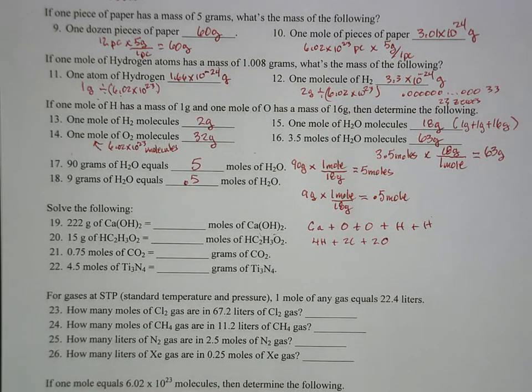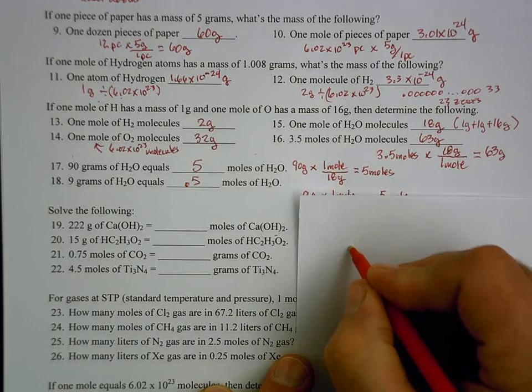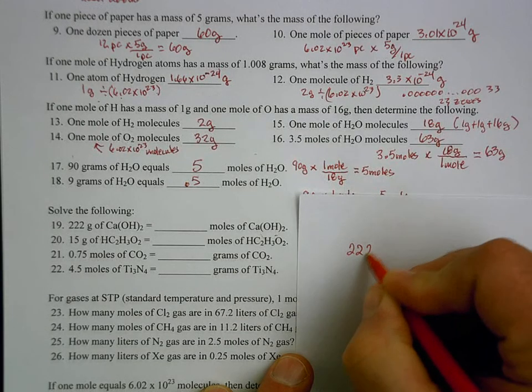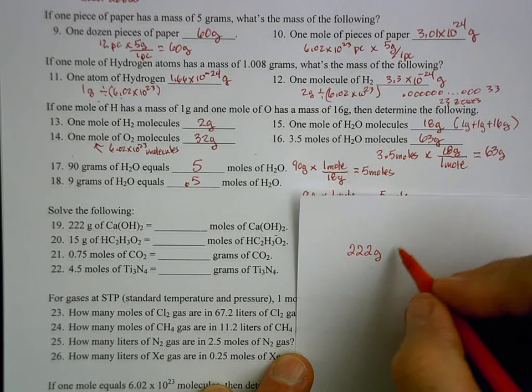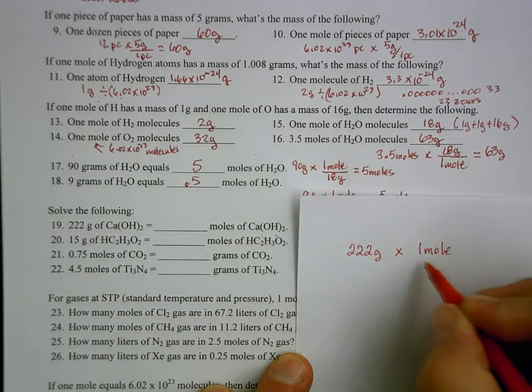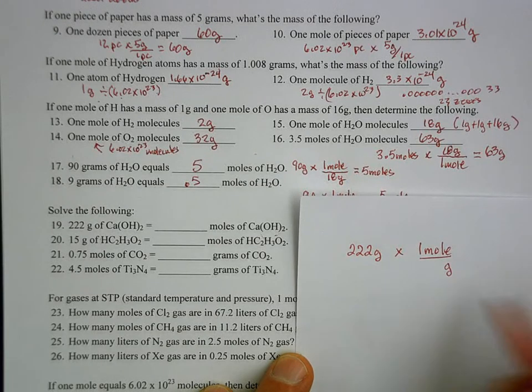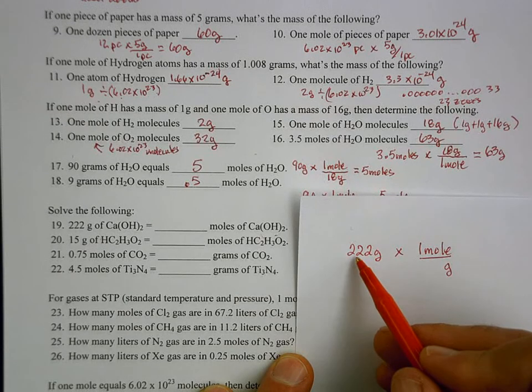All right, so let's take a look at how we would do these problems. Let's start off first with 19. Now, the basic idea is this is the math part I'm going to be doing. I'm going to do 222 grams times 1 mole, and then I need whatever is the mass of the Ca(OH)2 down here. And so this is basically a divide problem, because it's going to end up with 222 divided by this.